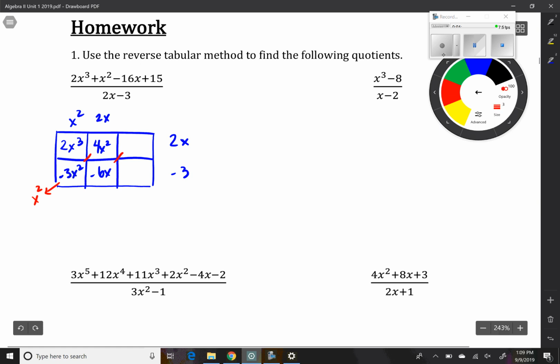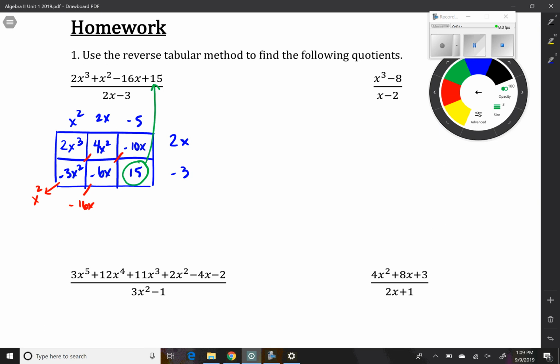And these two boxes together need to make negative 16x. So I already have negative 6x. So I've got to add negative 10 more to make negative 16. And that would cause us to have a negative 5 here, which would make this a positive 15. Remember what we said in class, this number and this last number for today should match, because nothing that I gave you here in the homework should have a remainder. So my final answer here is x squared plus 2x minus 5.